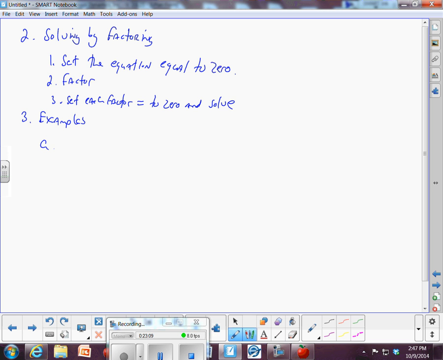Number 3, examples. All right, A. Here's our first one. x squared minus 3x minus 4 equals 0. First thing, set the equation equal to 0. Check. It's already done. Second thing, factor. This is what we're factoring, this side. We're factoring the trinomial. Do you remember how to factor a trinomial? 2 parentheses. By the way, this thing still equals 0. What times what equals an x squared goes in the front.